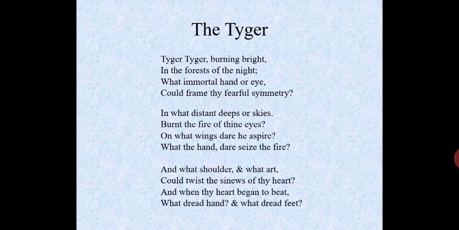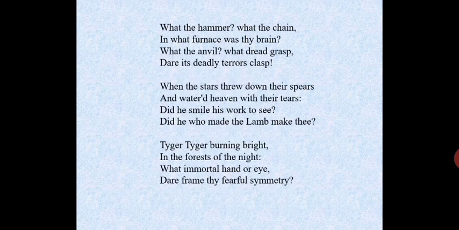Tiger, tiger, burning bright in the forests of the night, what immortal hand or eye could frame thy fearful symmetry? In what distant deeps or skies burnt the fire of thine eyes? On what wings dare he aspire? What the hand dare seize the fire? And what shoulder, what art could twist the sinews of thy heart? And when thy heart began to beat, what dread hand and what dread feet? What the hammer, what the chain, in what furnace was thy brain? What the anvil, what dread grasp dare its deadly terrors clasp? When the stars threw down their spears and watered heaven with their tears, did he smile his work to see? Did he who made the lamb make thee? Tiger, tiger, burning bright in the forests of the night, what immortal hand or eye could frame thy fearful symmetry?